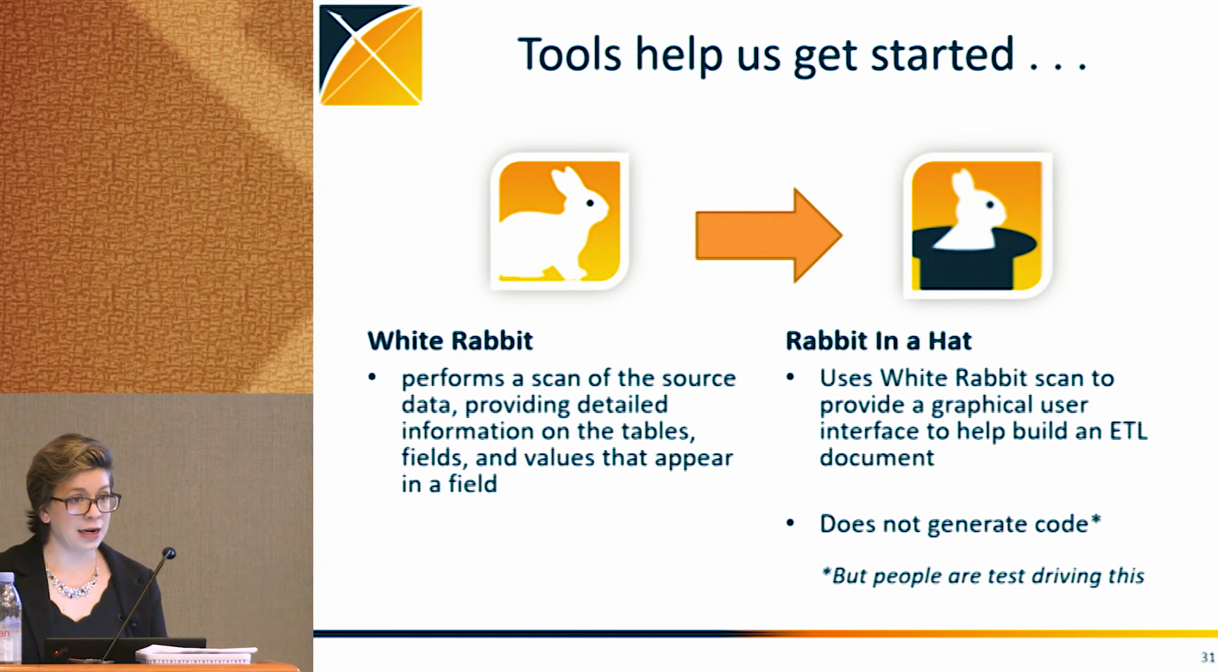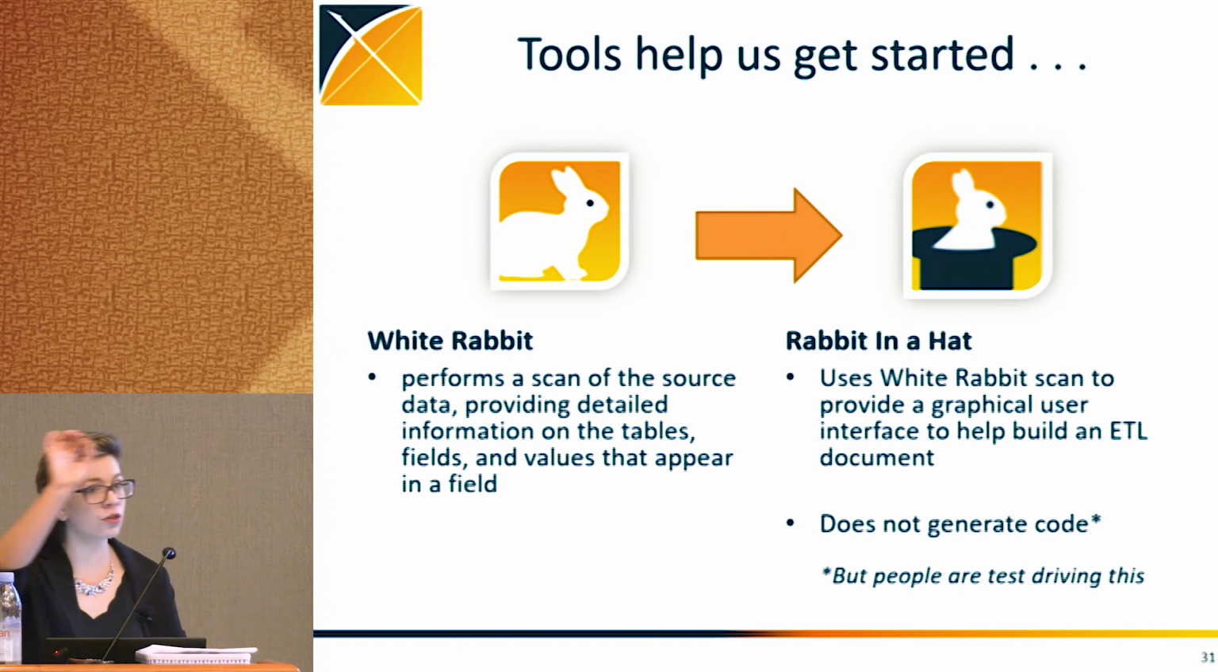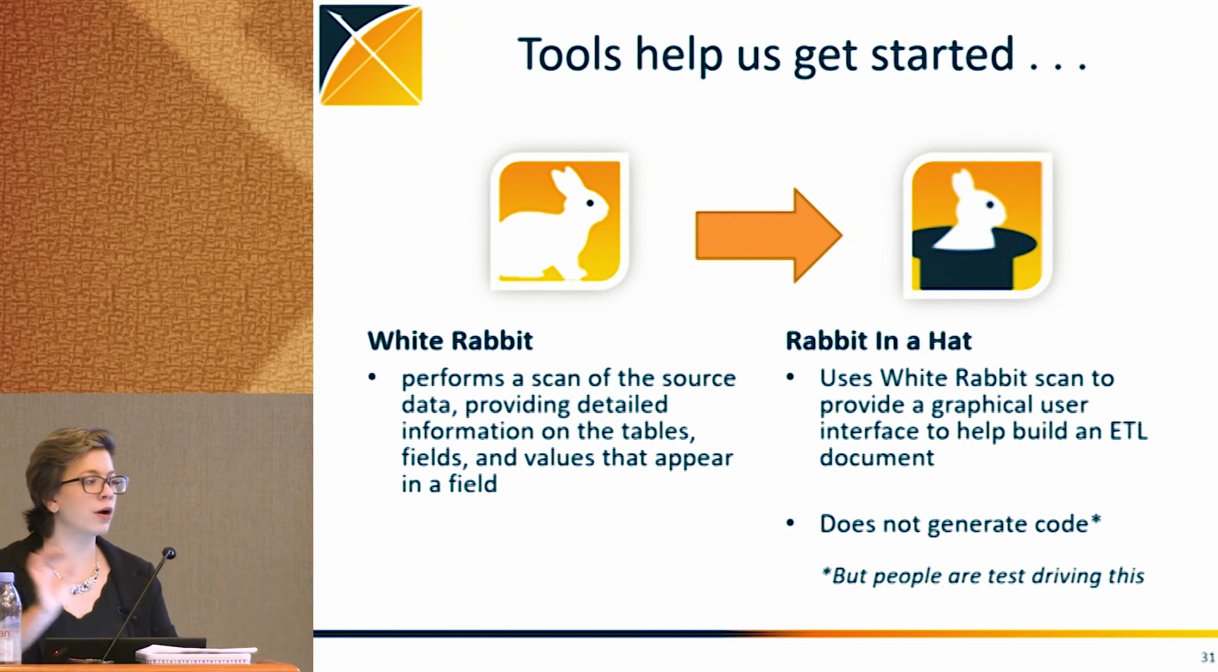Once you have a scan in White Rabbit, you can pass that scan to Rabbit in the Hat. And so what you're doing is you're telling Rabbit in the Hat, this is what my database looks like. These are the values that I have for this data. You can load that into the Rabbit Hat and it provides you a graphical interface for you actually to build an ETL document. So we actually can connect the raw data to the CDM and start to say, okay, where is my drug data gonna come from? Where are my condition data gonna come from?